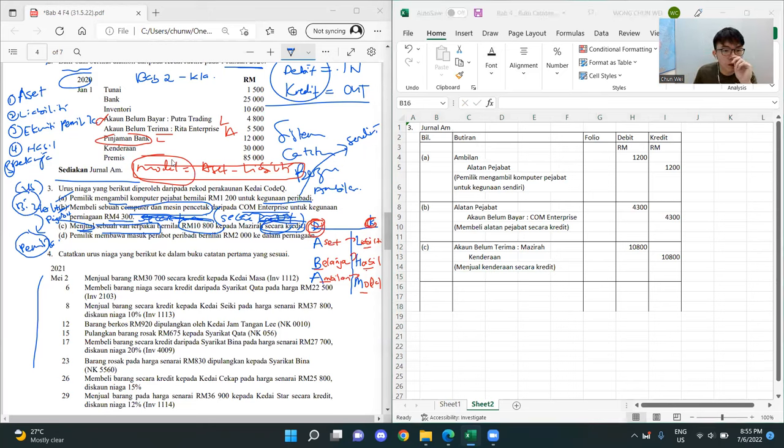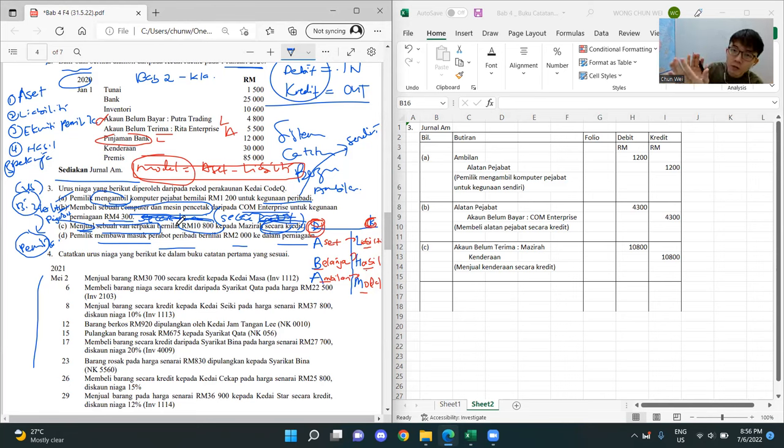Okay, see. All right. Okay. Last one. Pemilik membawa masuk perabot peribadi bernilai RM2,000 ke dalam perniagaan. Okay. Tadi, pemilik mengambil, and we call it ambilan. Right. Sekarang, pemilik membawa masuk. What does membawa masuk mean? Meaning, pemilik ada perabot sendiri, perabot peribadi, masuk perabot sendiri. So pemilik membawa masuk dia punya perabot into the business.